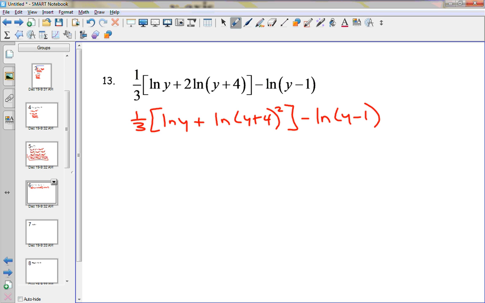Now I'm not going to put that 1/3 on until when? At the end. I need to simplify that bracket on the inside first. So now that I put the exponent back on, what's the next thing I need to put back on? Let's go. It's multiplication. Why is it multiplication? Because it's addition. So I'm going to have 1/3 bracket, natural log of y times y plus 4 squared. Close your bracket, minus the natural log of y minus 1.